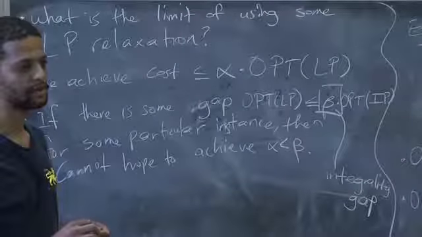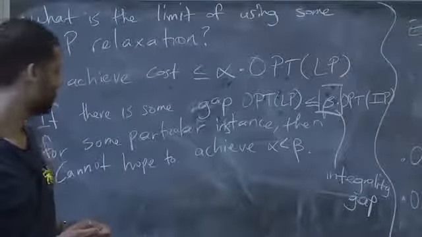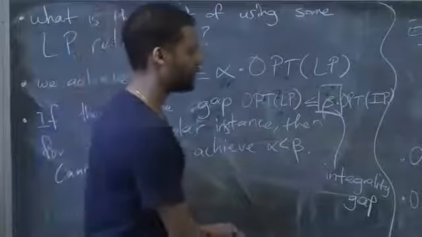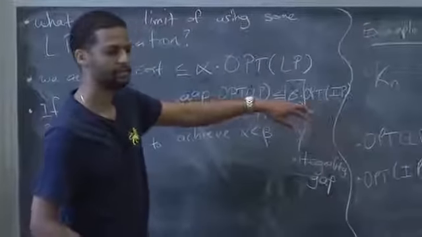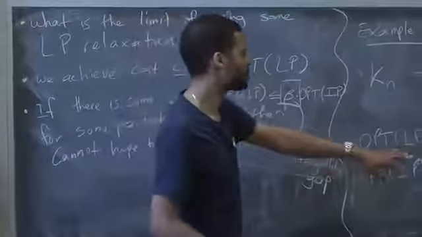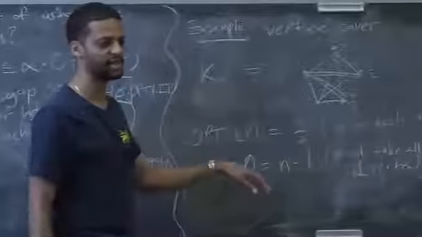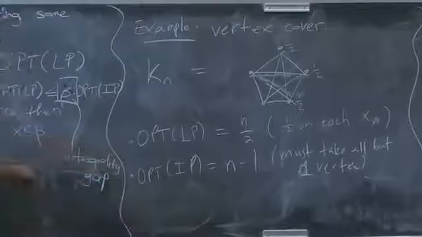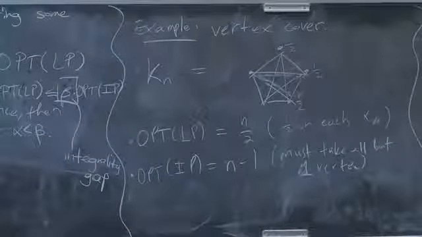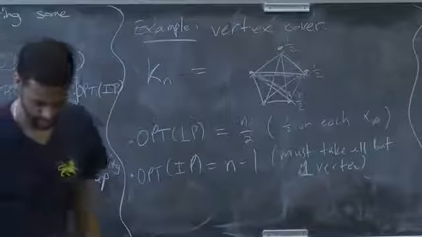Okay. So in this case, the gap would be 2n minus 2 over n. So yeah, here I'm really looking at the ratio. So yeah, as n gets big, the gap is approaching 2. Any other questions?